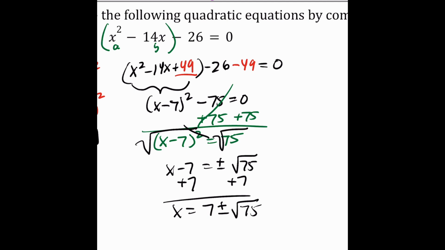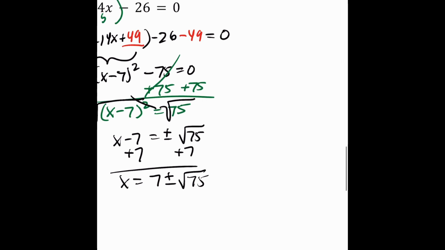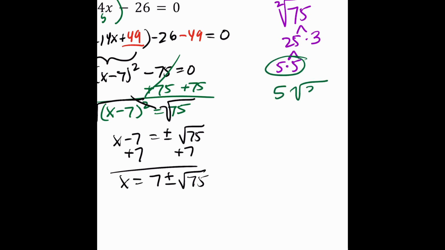But I'm not going to leave my answer like that because we learned how to simplify a radical. Break down a radical. So 75, what number goes into 75? I'm going to go with 25 and 3. Remember, my root here is 2, and we have 5 and 5. So I need 2 numbers that repeat, that make a pair. And I have 5. 5 goes outside, while 3 stays inside. So my answers are x equals 7 plus or minus 5 square root of 3.